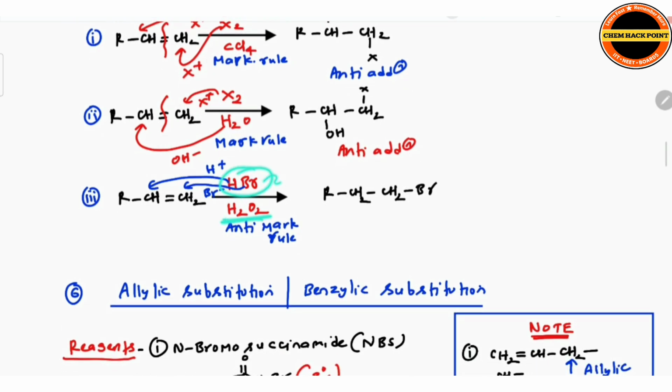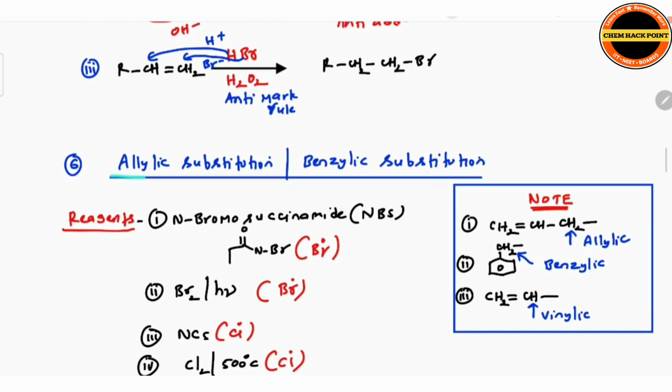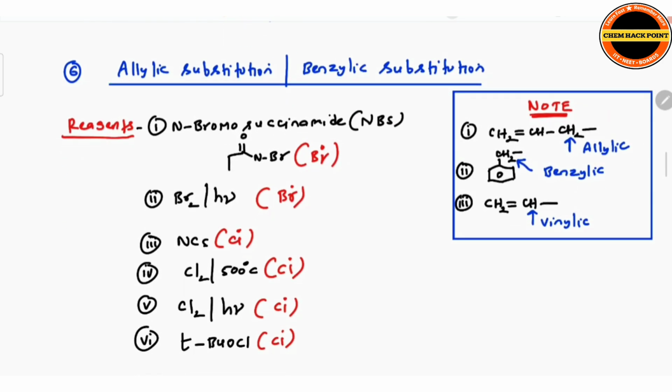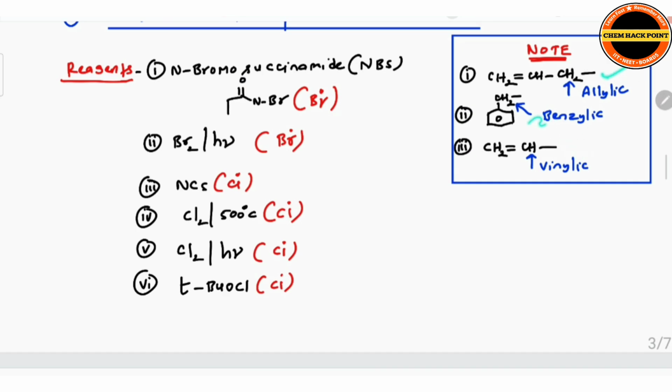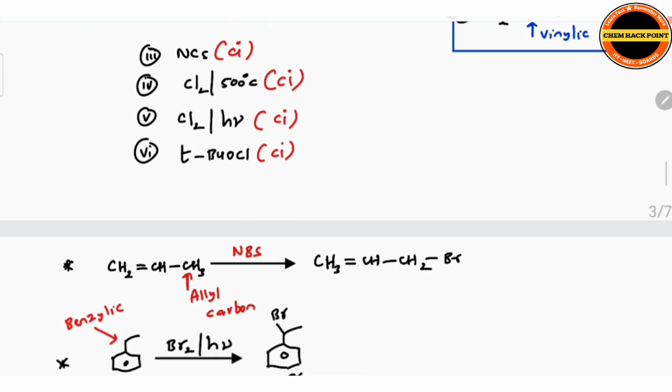HBr, H2O2. HBr in presence of peroxide gives anti-Markovnikov's rule, where H plus is added to the carbon with less number of hydrogens, and bromine to the double bonded carbon with more number of hydrogens. Allylic substitution, benzylic substitution. So here you will get N-bromosuccinimide, bromine with H nu light, N-chlorosuccinimide, chlorine at 500 degrees Celsius, chlorine H nu, tertiary butyl hypochlorite. All these reagents add bromine or chlorine at allylic or benzylic position. It is allylic position, benzylic, vinylic.